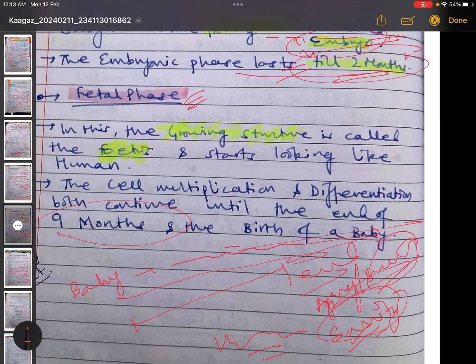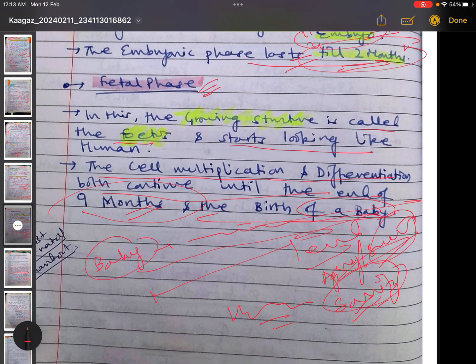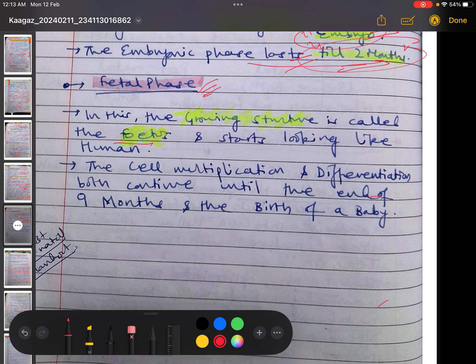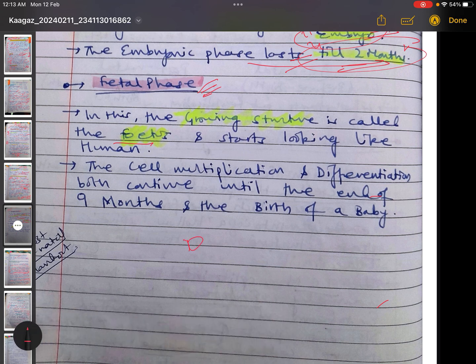Next, the last stage is the fetal stage. In this, the growing structure is called the fetus and it starts looking like a human. The cell multiplication and differentiation both continue until the end of the 9 months, and then finally the baby is born. And now once the baby is born, the baby will plan to become a civil servant someday, and then the baby might end up making videos about how from a zygote he was born to an organism now, then we initially will do some things and then death one day.